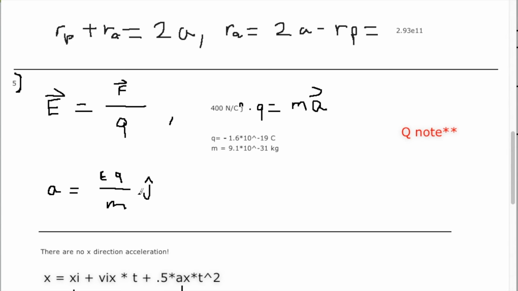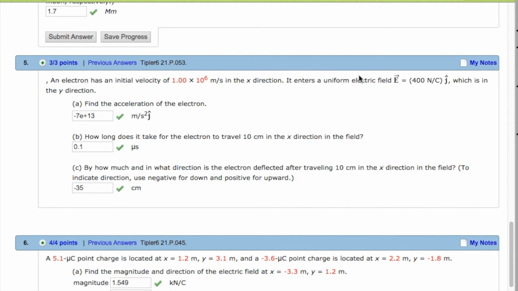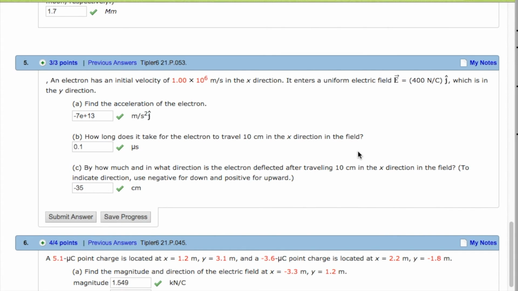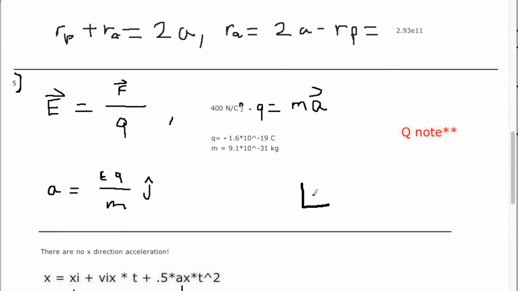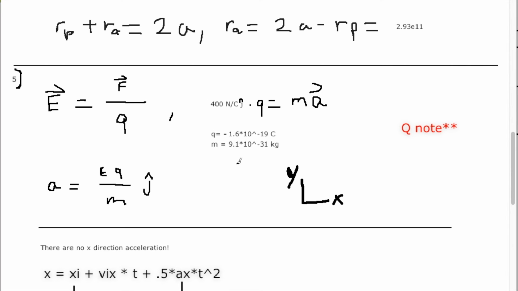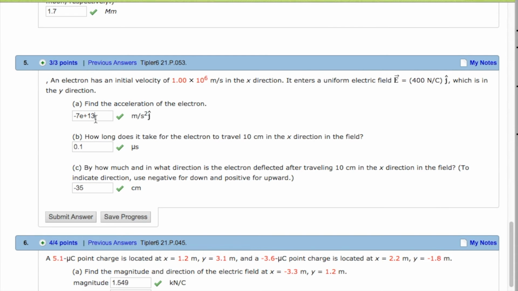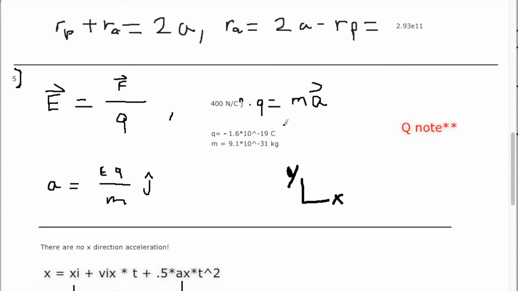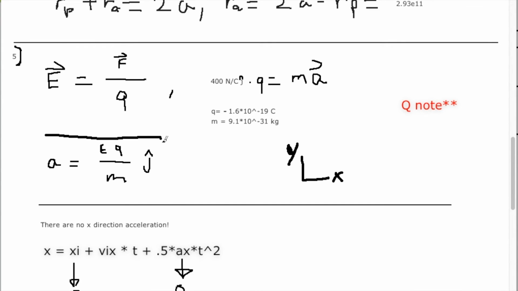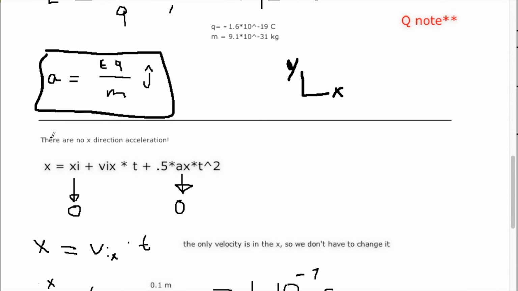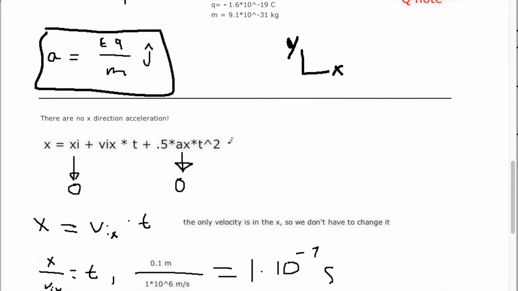And remember, a is in the j direction too, because since this field is in the positive y direction, we have this frame of reference. It makes intuitive sense that the acceleration is going to be in the y direction as well. So it turns out that it is. And then if you calculate that, you will get this for these numbers. So this is what A says. There is no x direction acceleration. That is true.